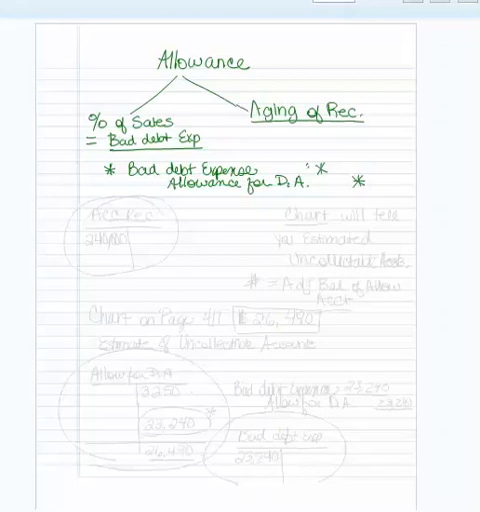Getting older. If someone owes you money, the longer that debt is outstanding, the more time passes, would you say that you're less likely to get your money?